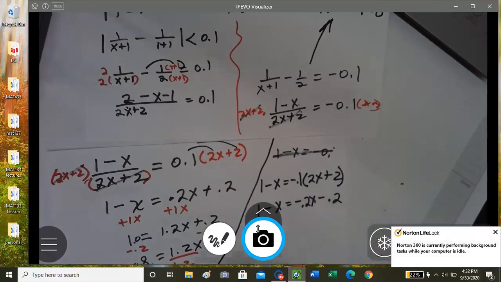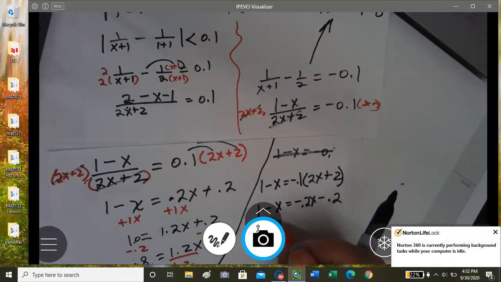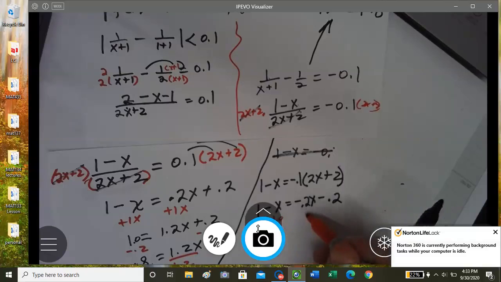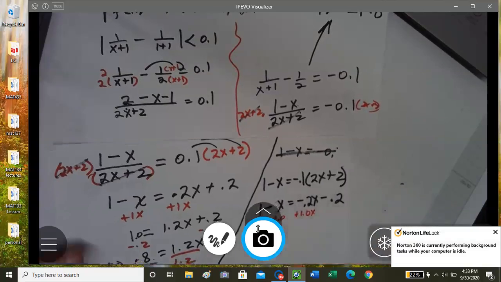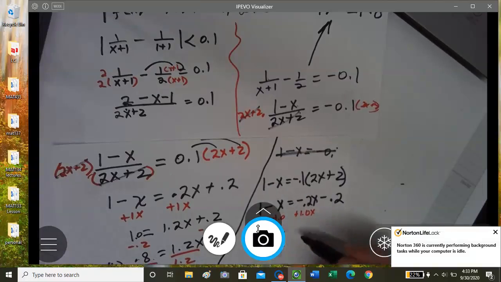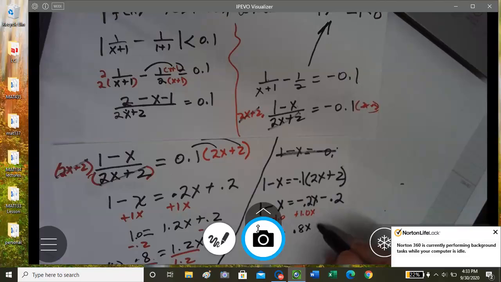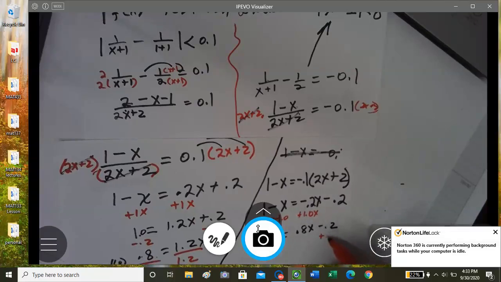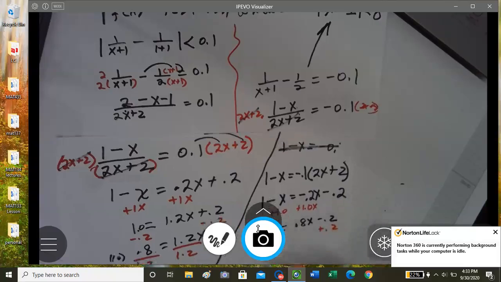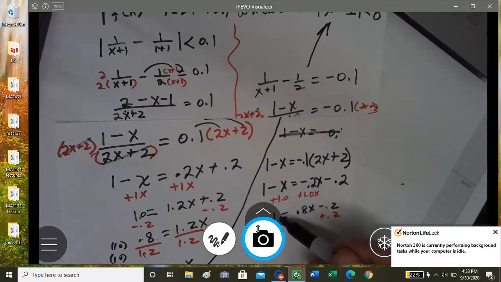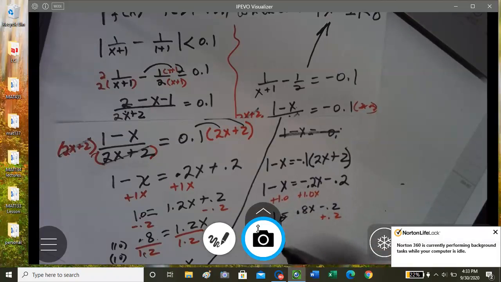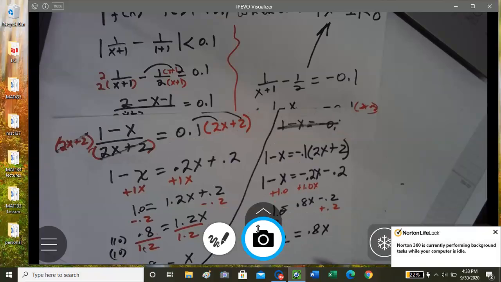Okay, so now we apply plus 1x, 1.0 plus 1.0x. And again, we're going to get 1 equals 0.8x minus 0.2. So now we're going to apply plus 0.2, plus 0.2. And we get 1.0 plus 0.2, that's 1.2, equals 0.8x.